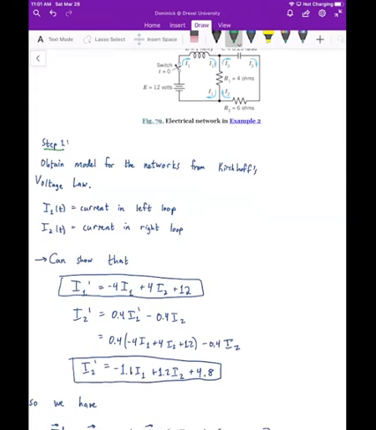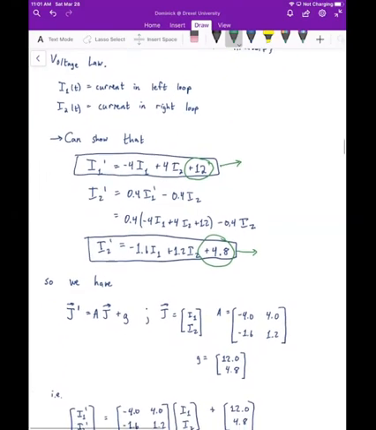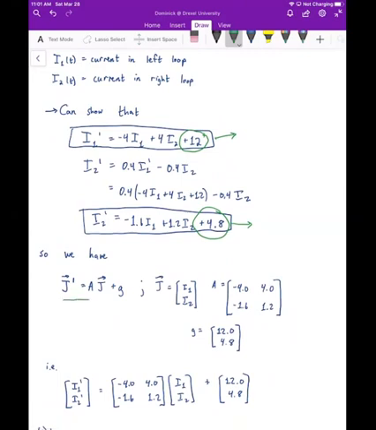Right, but it can be shown with Kirchhoff's voltage law that if we let I1, again, be the current in the left loop and I2 be the current in the right loop, you can show that your I1 prime is given by this model, and you can show that your I2 prime is given by this model. What I want you to notice here is that you have these constant terms, which is going to result in something like this.